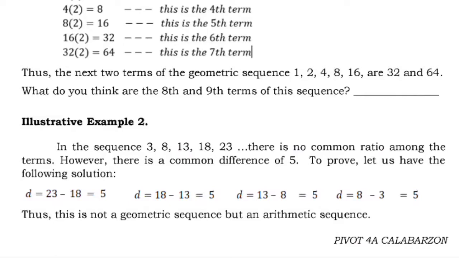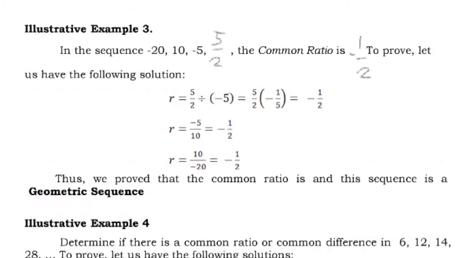Now if we're going to find the common ratio, we're going to divide 23 by 18, then 18 by 13, 13 by 8, and 8 divided by 3. So in that case, we cannot find a common ratio. So in this example, this is an arithmetic sequence but not a geometric sequence. Then let's have illustrative example 3. In the sequence negative 20, 10, negative 5, 5 halves, the common ratio is negative 1 half.